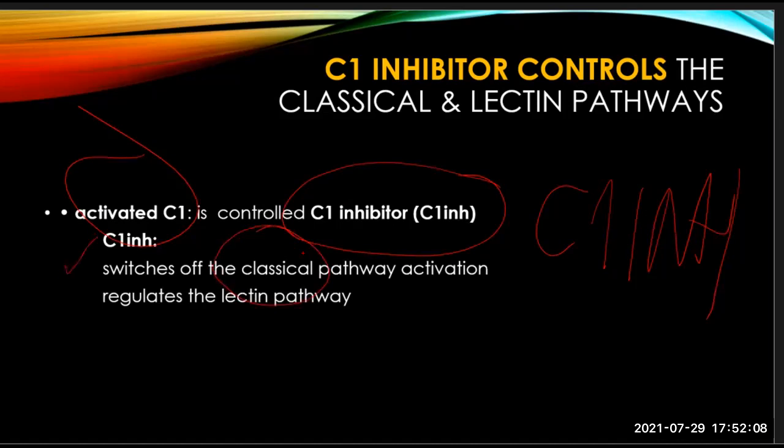It switches off the classical pathway and regulates the lectin pathway. And how does it regulate the lectin pathway? In a similar manner, by removing the MASP2 enzyme from the MBL or ficolin complex to switch off activation. But those things are too detailed to be remembered. So for us to easily remember, C1 inhibitor switches off the classical pathway of activation, and also it regulates the lectin pathway.